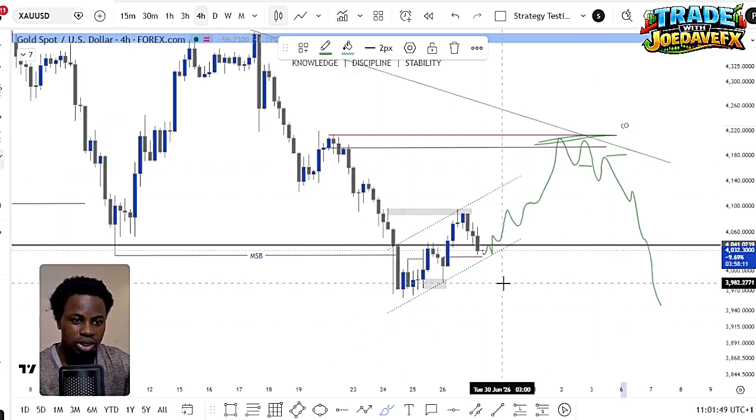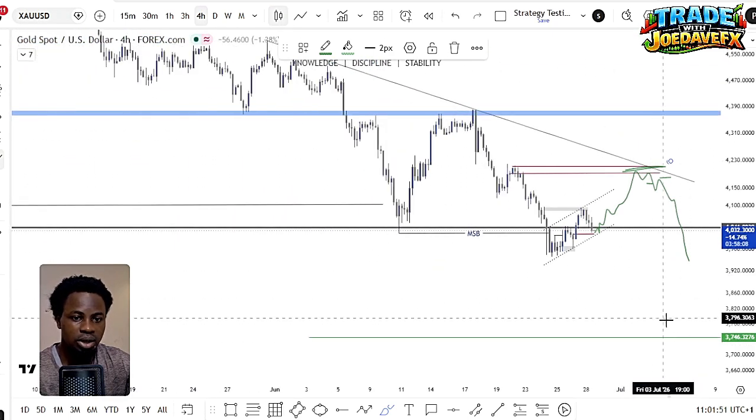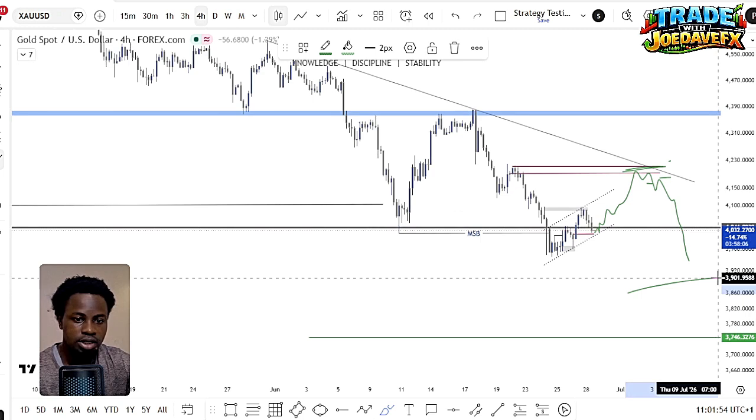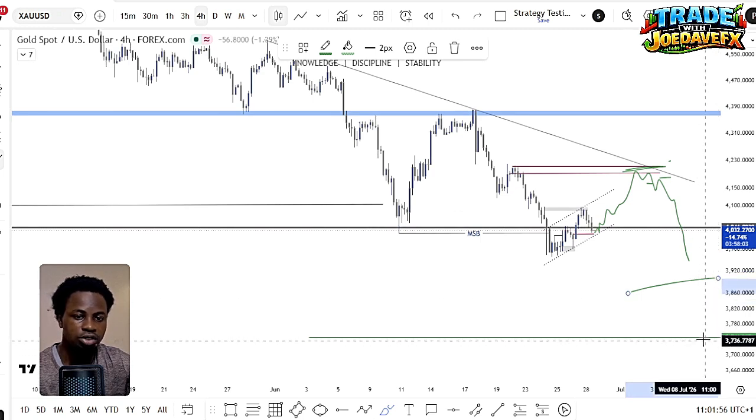And what you want to target this time around, I have about 3,008 here, and we have around 3,700 at this very bottom.